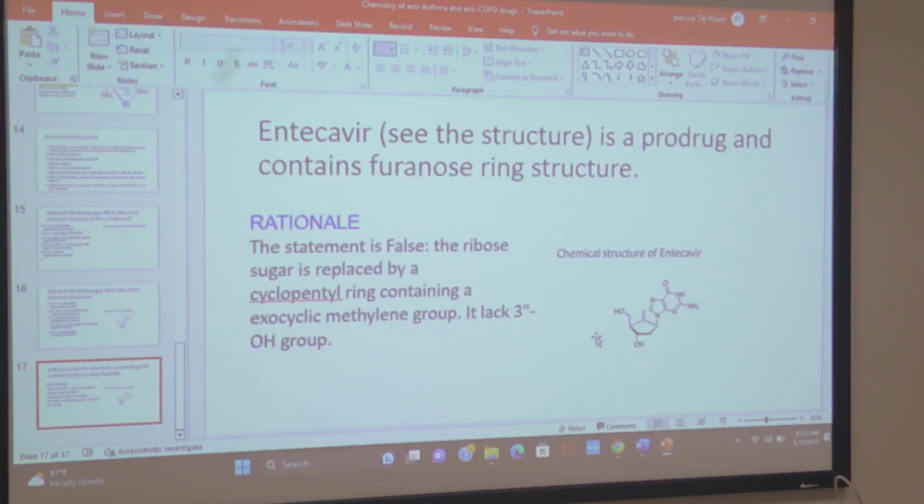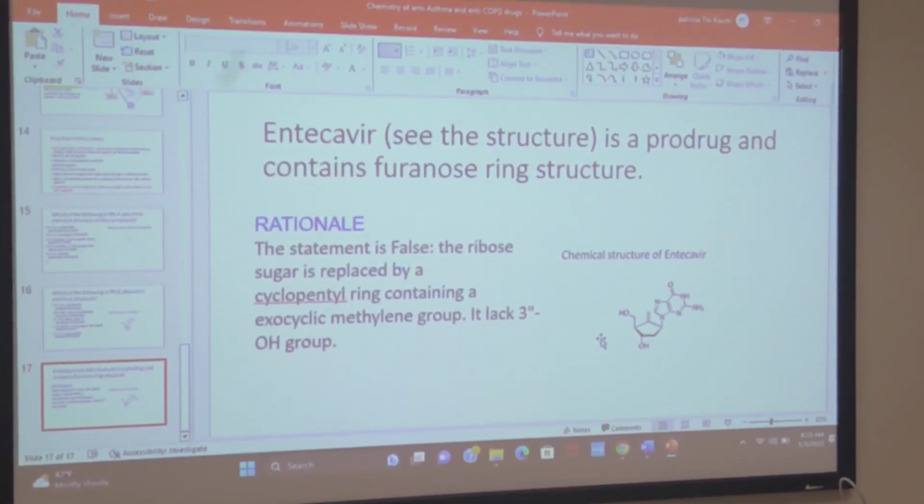Dr. Shivchar, yes, that question, when I read it, I was confused because I remember it was a prodrug. I always thought the oxygen was going to be replaced with the cyclopentyl. It's a prodrug and contains furanose ring structure. So what replaced what? It's a prodrug, yes, and contains a furanose ring? No. It doesn't contain a furanose, because there's no oxygen. It is a cyclopentane, pentyl ring. It is not a furanose ring.